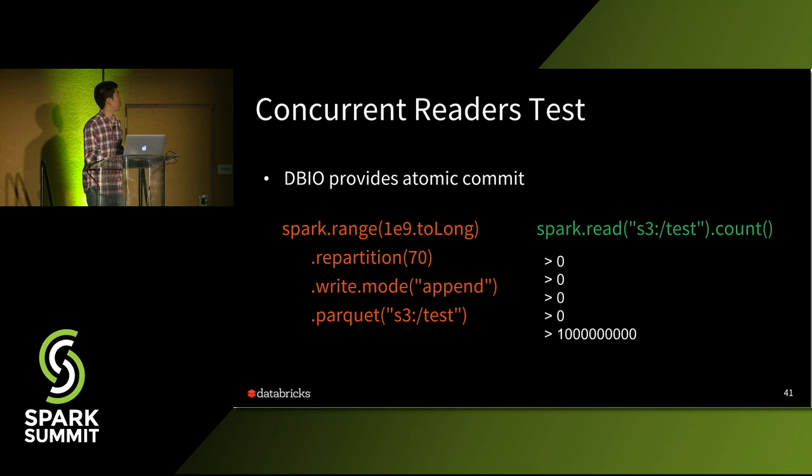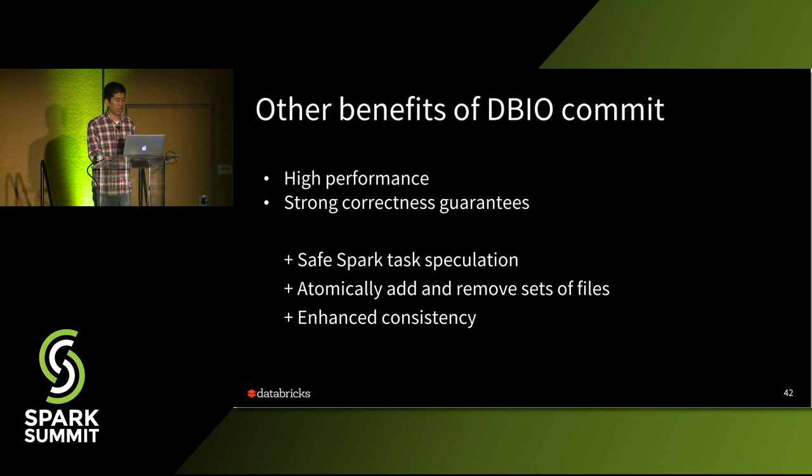And if we repeat that concurrent read test, we'll see that DBIO actually does provide atomic commit. If you read from S3 concurrently with the write, you'll either see no result or the full result. This is actually guaranteed. There are no race conditions for this one. So overall, we see that this new commit protocol provides high performance and strong correctness guarantees.